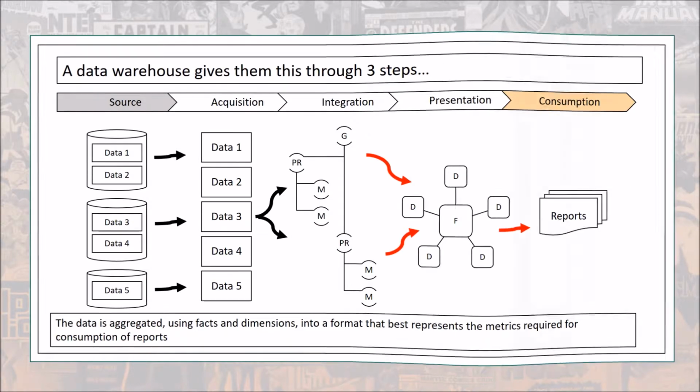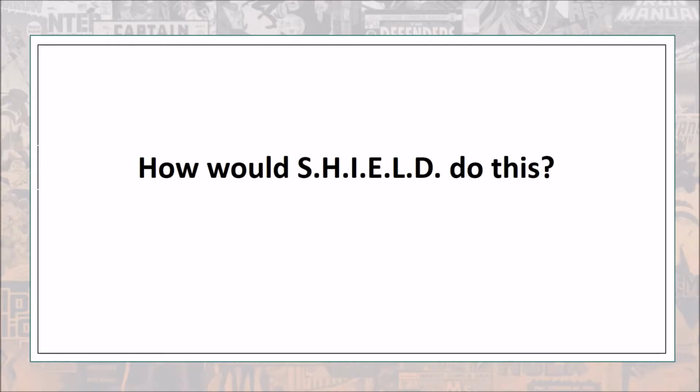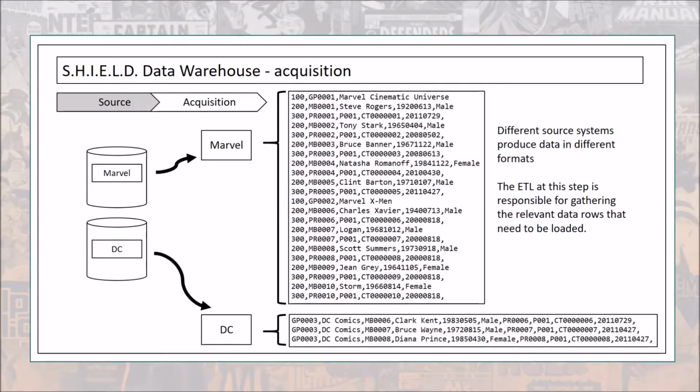So how would SHIELD do this? Okay, so let's say that you have Marvel data and you've got DC data. The Marvel data could be structured as shown at the top, and the DC data could be structured as shown at the bottom. So the acquisition model is really about getting that data and just loading that into the database.